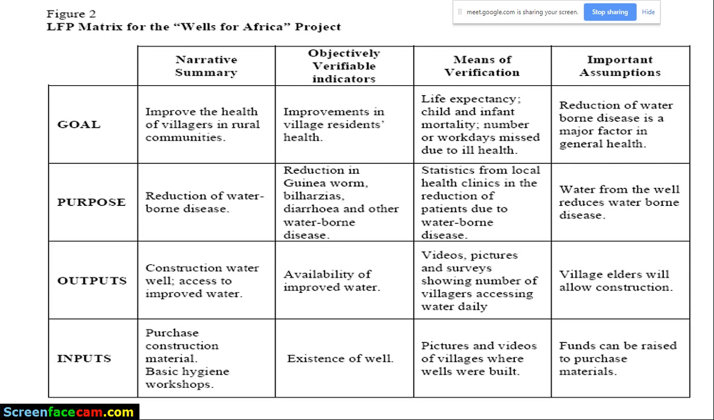So we've said that we are going to be measuring the existence of the wells. That's an indicator. Where are we going to get the information? How are we going to be getting the information from the village?